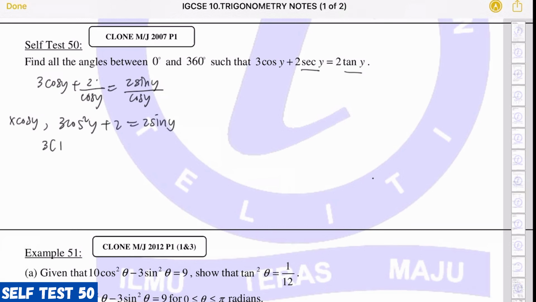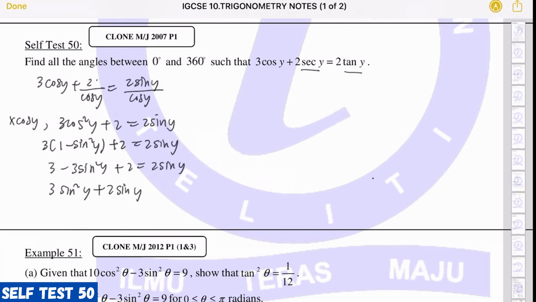Again, we change the one with square. In this case it is cos square. We change to 1 minus sin square. We have a lot of these, right? You may find that this is automatic. After some time doing this, you can close your eyes and still do maths. Okay, I'm not sure whether you can do that. Rearrange for me. 3 sin square y plus 2 sin y. This is 5. Bring over is -5.